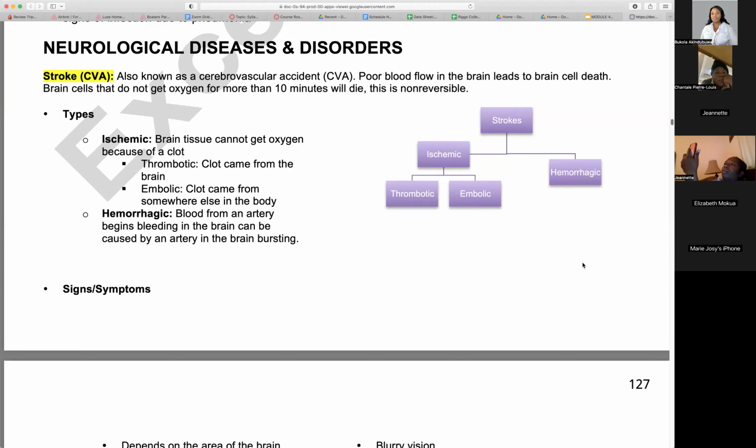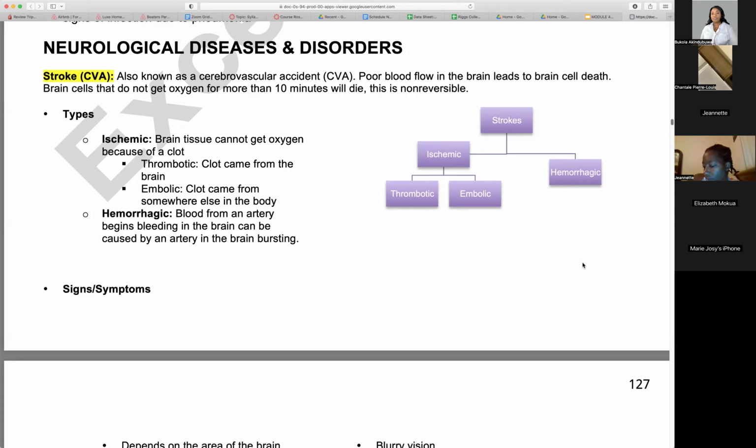So, remember, another name for stroke is cerebrovascular accident or CVA. This occurs when there's poor blood flow to the brain and it leads to brain cell death. Remember that when brain cells do not receive oxygen for more than 10 minutes, those brain cells die, and this is non-reversible. So remember, stroke cannot be reversed.